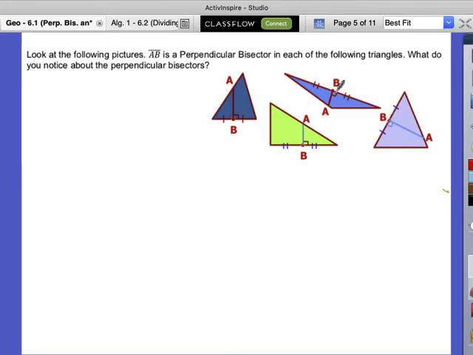Alright, sure. Okay. So the thing I want you to take away from this is the perpendicular bisector does not have to go through the vertex.